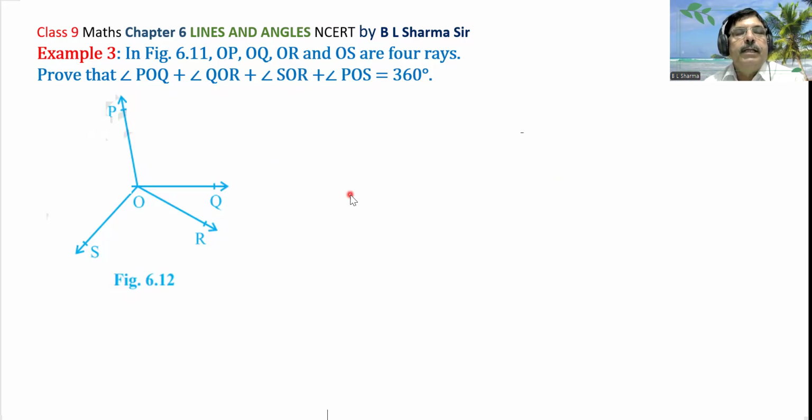It is given in the figure that OP, OQ, OR and OS are 4 rays, and we have to prove that angle POQ plus angle QOR plus angle SOR plus angle POS is equal to 360 degrees.